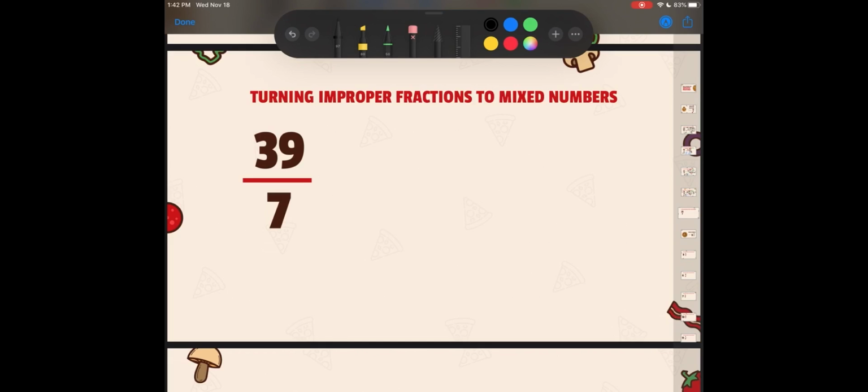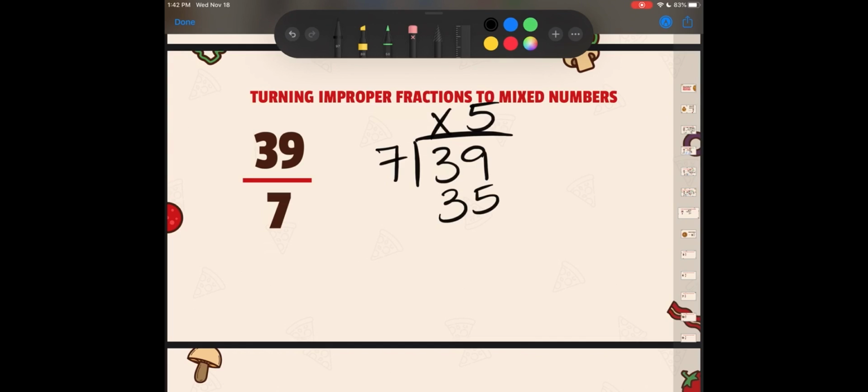All right, let's look at our last improper fraction to mixed number problem. Like I said before, pause here, try it on your own, see how you do. So 39 sevenths. In order to turn this into a mixed number, I've got to divide 39 by 7. 7 cannot go into 3, but it can go into 39, right? 7 times 5 is 35. So 7 is going to go into 39 5 times. 7 times 5 is 35. We subtract and get 4.